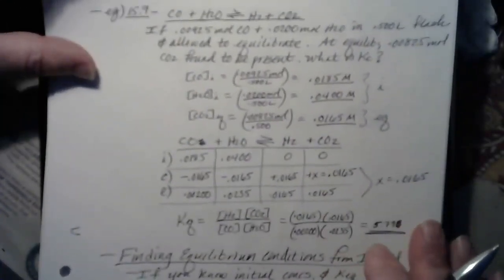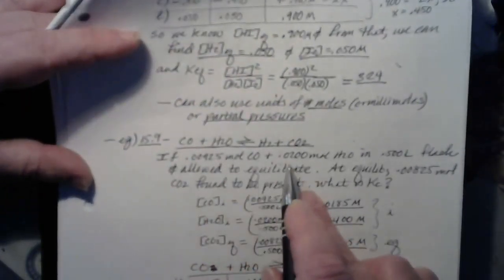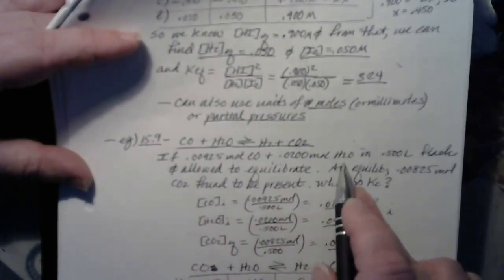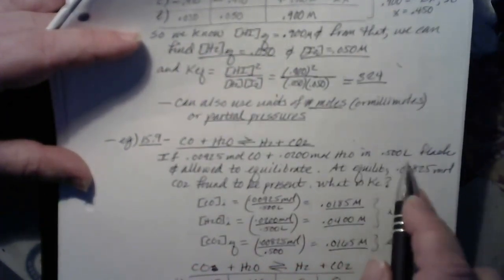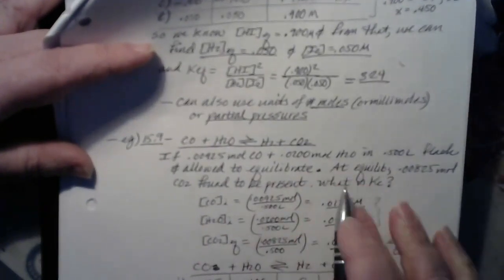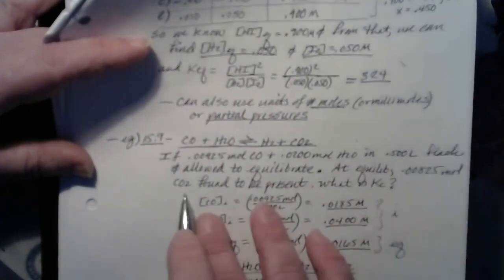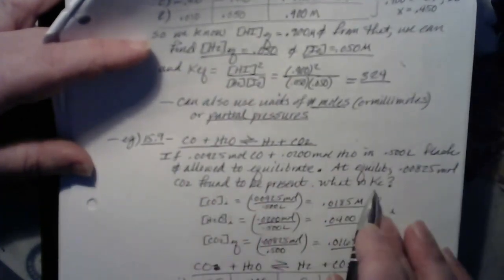An example that the book throws at us is carbon monoxide plus water is in equilibrium with hydrogen and carbon dioxide. And it says if 0.00925 moles of carbon monoxide and 0.0200 moles of H2O are in a 0.5 liter flask and allowed to equilibrate, and you come back later, once everything has had time to come to equilibrium, and you find that you've got 0.00825 moles of CO2, what is the KC?